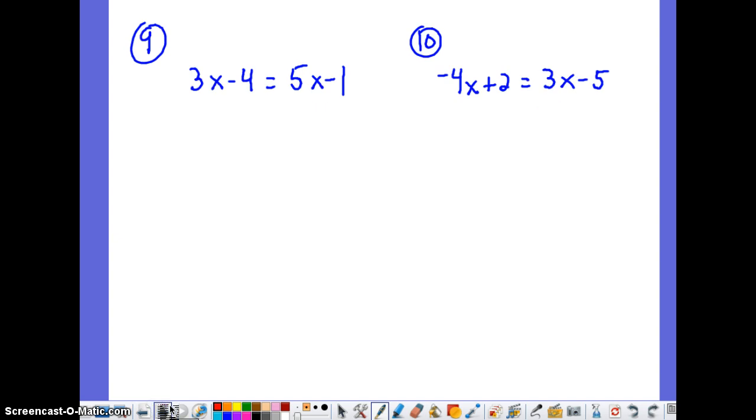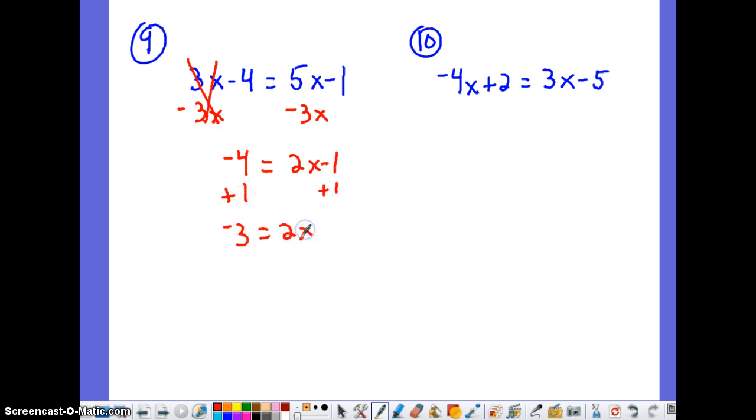Number 9, 3x minus 4 equals 5x. I again have an x on both sides. I'm going to bring this 3x over to the 5x. Technically, it doesn't matter which one you bring over. However, I like to keep my variables positive, so I'm going to bring the 3 to the 5. Cancels on the left side. Again, bring down that -4 equals 5 minus 3 is 2x minus 1. On the right side, I have a 2 and a -1. Add the 1 to both sides. You get a -3 is equal to 2x. You have to get rid of that 2, which is attached by multiplication, so you divide by 2. -3 divided by 2 is -1.5, although -3 over 2 would be an acceptable answer as well. It's my x value.